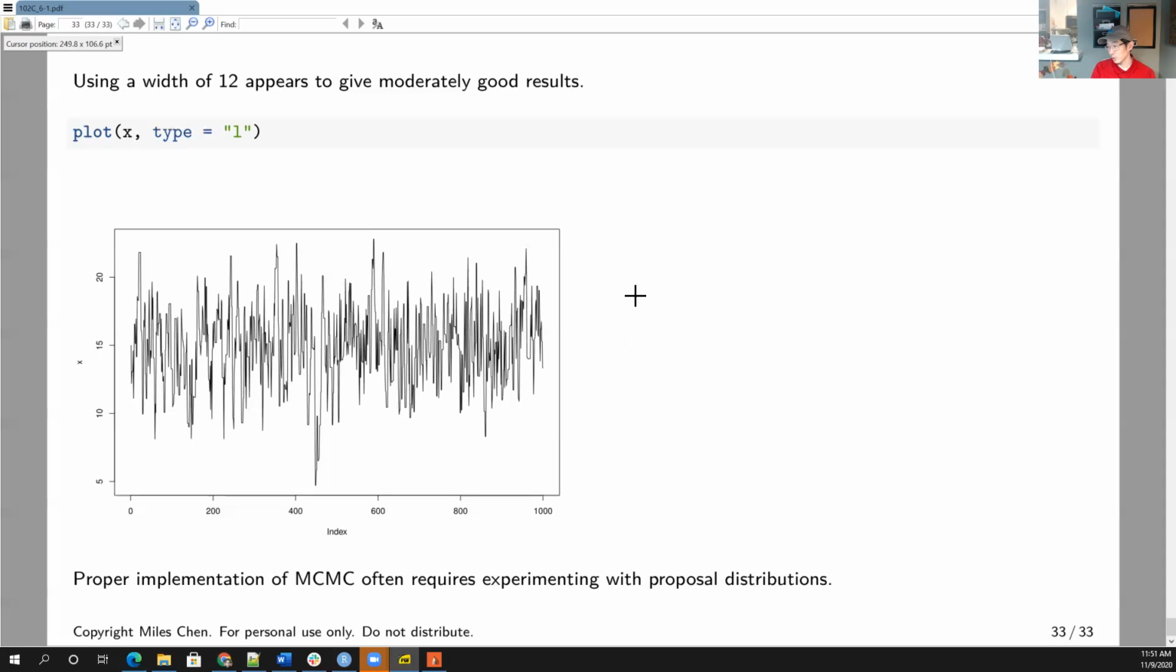On Friday, we'll look at the Metropolis-Hastings algorithm, which is a little bit of a generalization of this with a non-symmetric proposal. All right, we'll see you guys then.